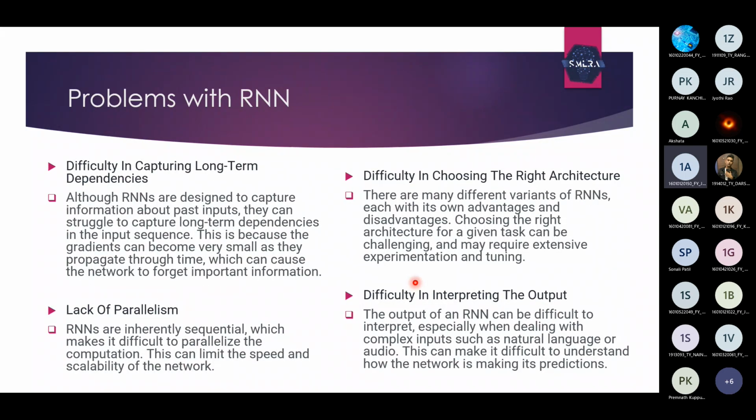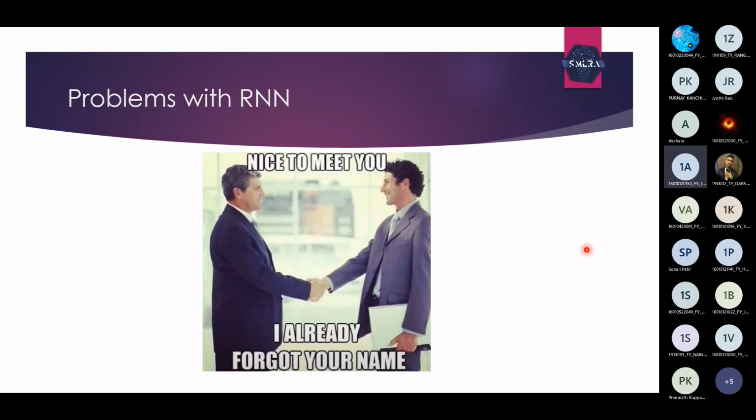So these are the problems with RNN. As I mentioned, because of the vanishing gradient problem, there is difficulty in capturing long-term dependency. There is a lack of parallelism, because you have to give input sequentially. If you have a sentence, you have to give every word one at a time. You have to give a word, wait for the output, give the next word, wait, give the next word. There's no parallelism. Then there's difficulty in choosing the right architecture. There are variants of RNN as well, and what I explained was the vanilla RNN. And then there is difficulty in interpreting the output. If you give a word and get the output, it is difficult to understand how the network is making its predictions. This is a very graphical way to understand the biggest problem with RNN. It has memory issues.